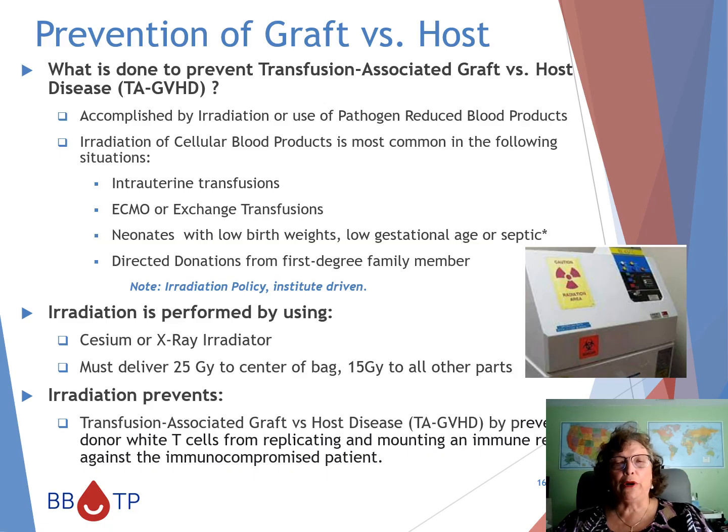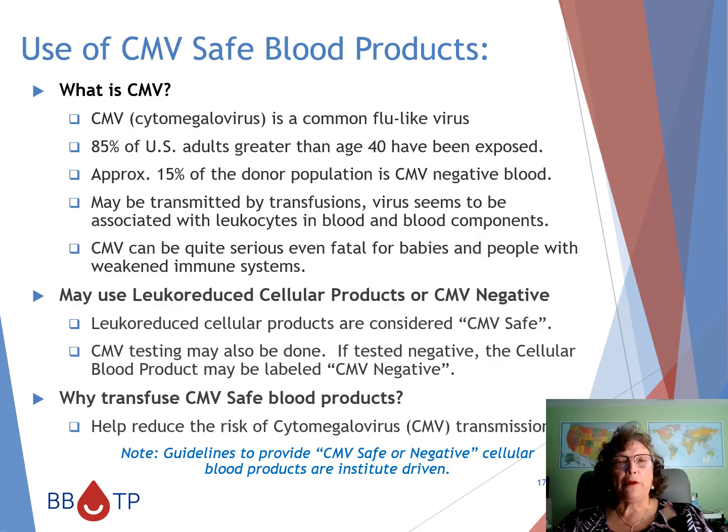And the way it works is that it prevents donor white T cells from replicating and then mounting an immune response against the patient. And so this prevents the graft versus host disease. It is used in intrauterine transfusions, ECMO or exchange transfusions, neonates with low birth weights, and directed donors for first-degree family members.